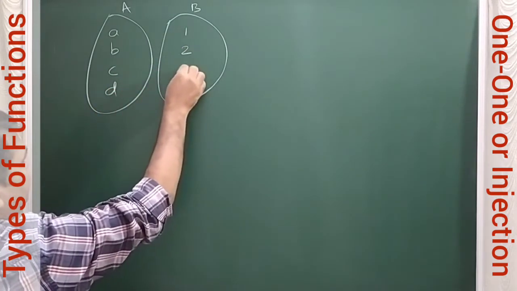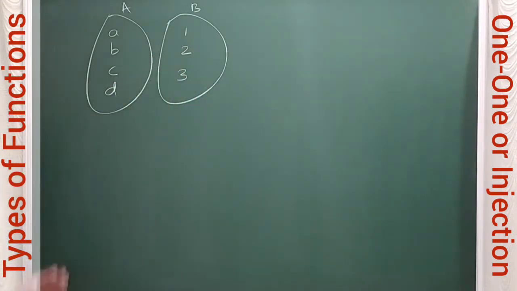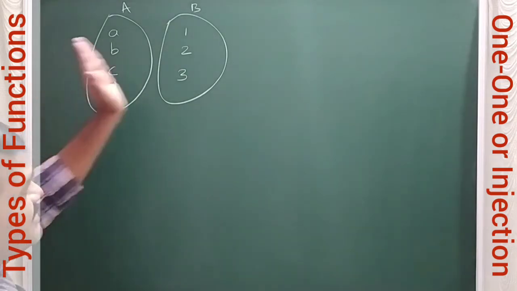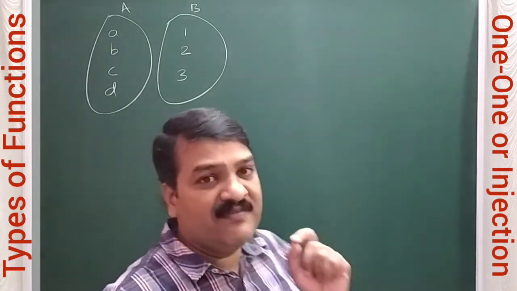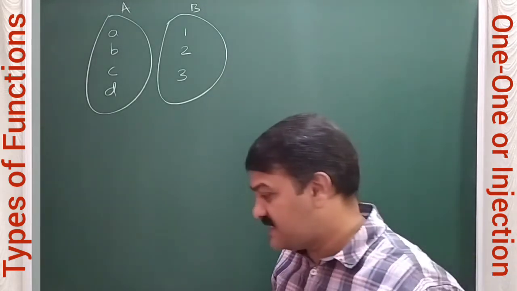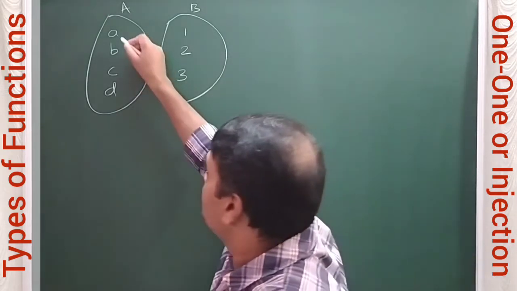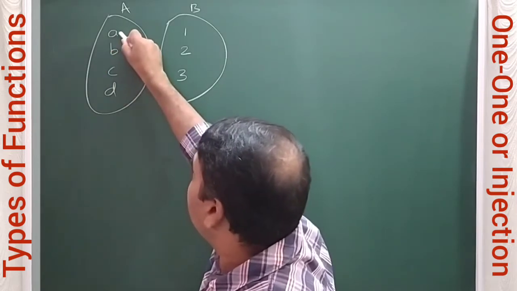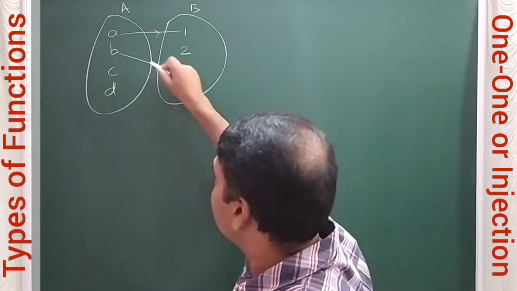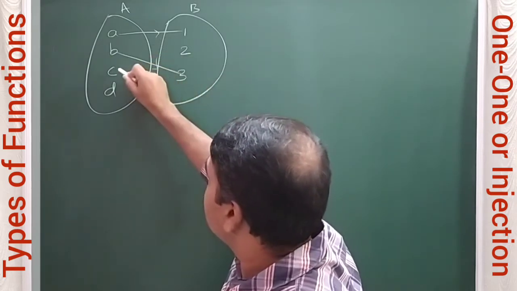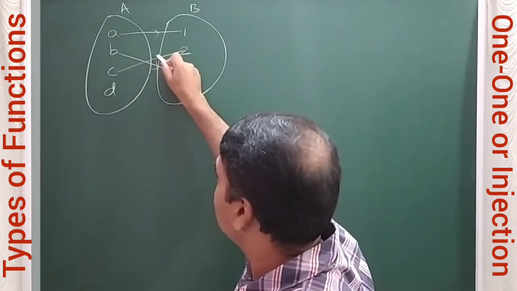So I am taking set A having more elements than set B. Now can we complete a 1-1 function mapping? Just observe carefully. So let us take the mapping of A to B. A is mapped to 1, B is mapped to 3, C is mapped to 2.